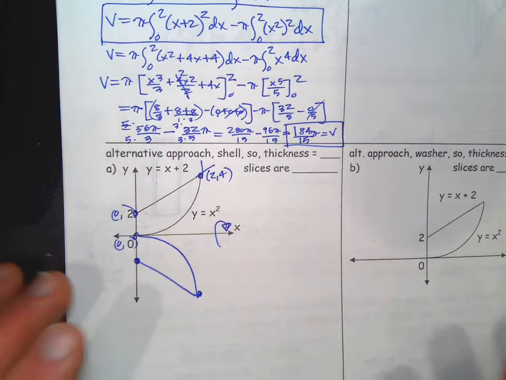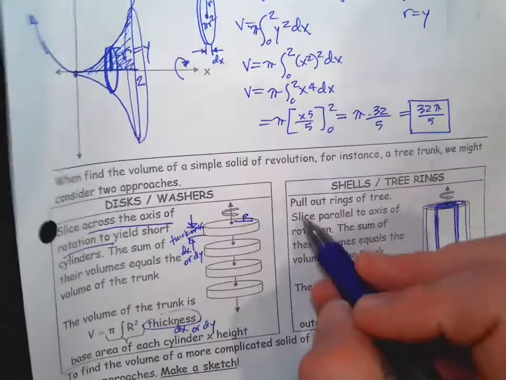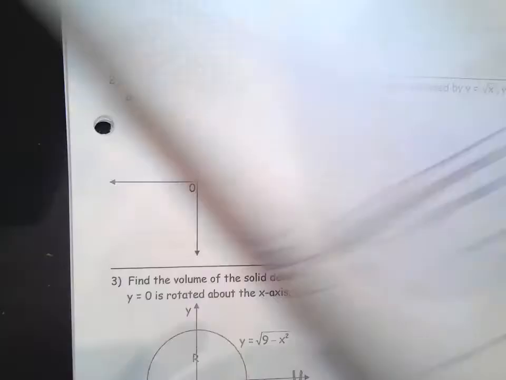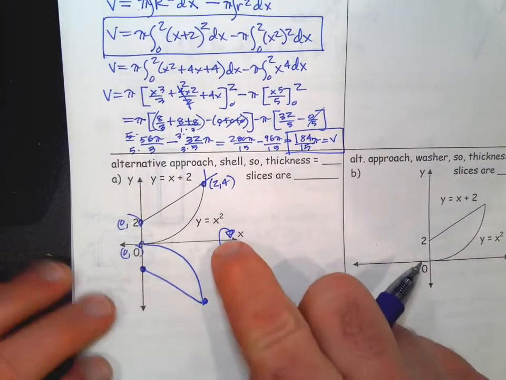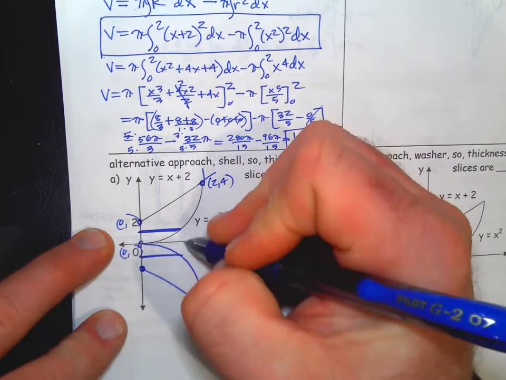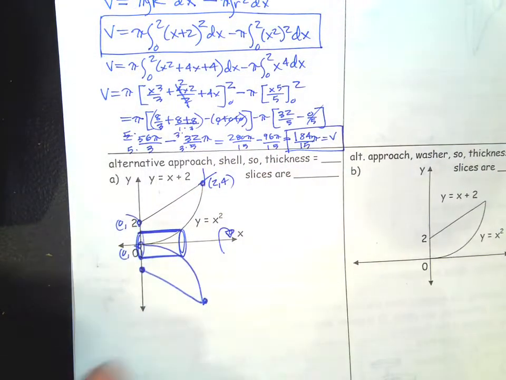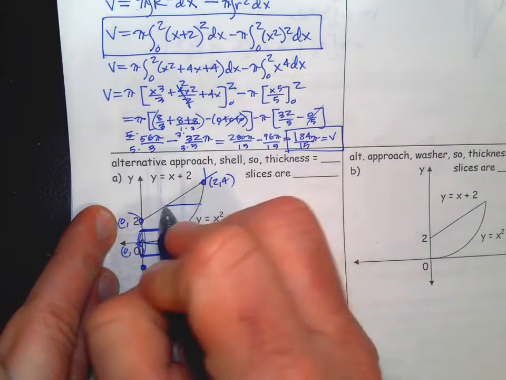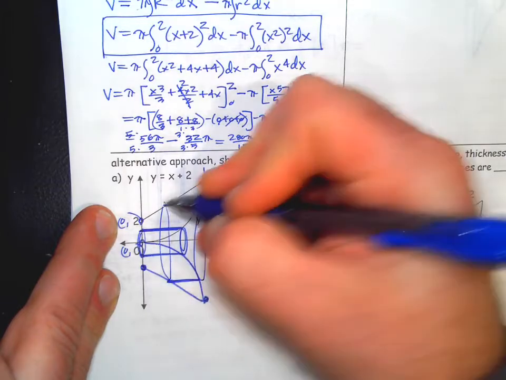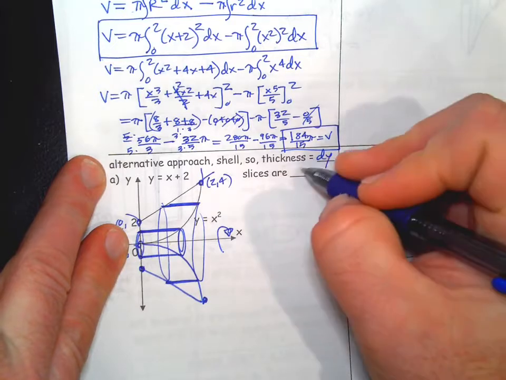Now, anytime you want to use the shell approach, I guess we should emphasize this: you want to slice parallel to the axis of rotation. You want the slices to be in line with the axis of rotation. So this is the axis of rotation. So if we're going to do shells, we're going to slice it parallel to it. So that's one thin shell, okay? Now, something happens here. The shells change. What determines their dimensions changes. So we're going to have to do two different sets of shells, okay? The thickness is going to be dy. The slices are going to be shells.